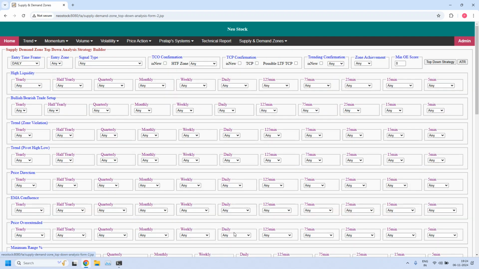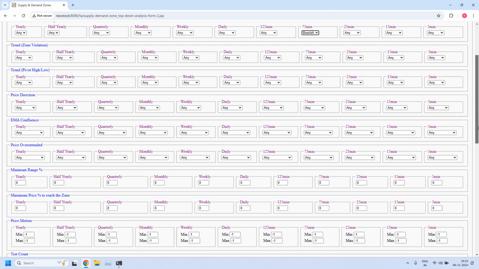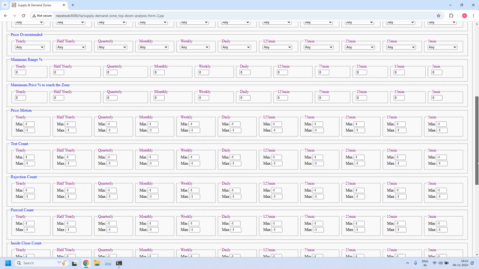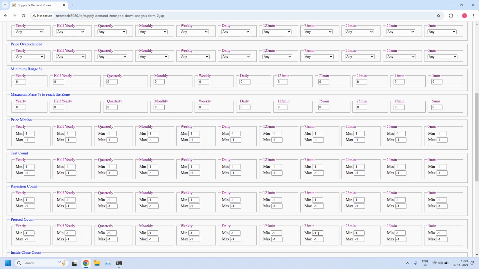Next, bearish trade setup for weekly income trade. Entry time frame 75 minutes. Entry zone, supply zone in bullish or bearish trade setup at 75 minutes. I am selecting bearish. The 75 minutes supply zone should not be pierced. So in the pierced count at 75 minutes, minimum value I am setting 0, maximum value I am setting 0.